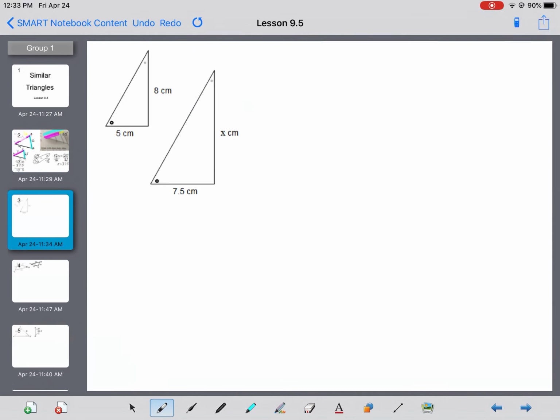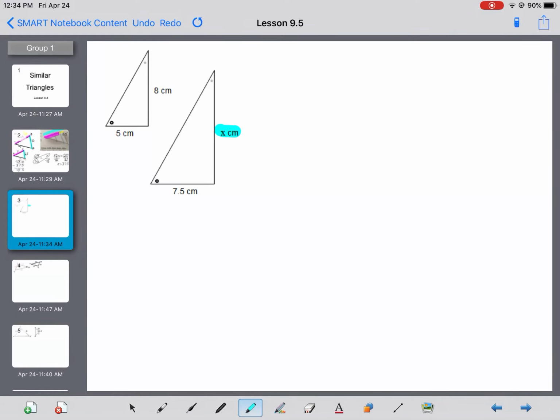So now I just want to do a few more different questions with similar triangles. So here we have some triangles and they are similar. What I want to do is solve for x. I want to figure out what x is.